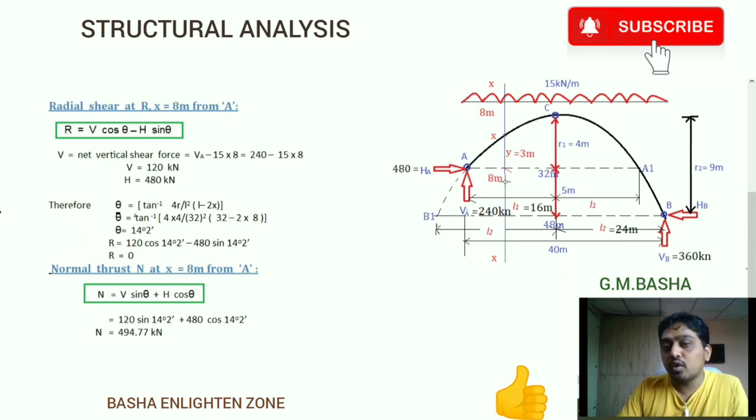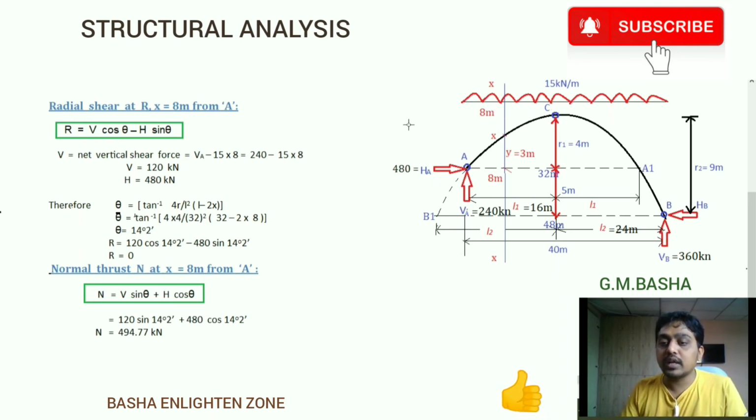Here, already you know, up to this left support we are going to find the radial shear. That one will be equal to V cos theta minus H sin theta. What is V? V is the net vertical shear. So what is the net vertical shear acting up to this point x, that is up to 8 meters. See here, VA will be acting upwards, and the downward load will be W into L. For a point load you take only that point load, VA minus W. But here there is a UDL, so VA minus downward load, W into L, means 15 into 8. Upward force will be 240, downward force is minus 15 into 8.